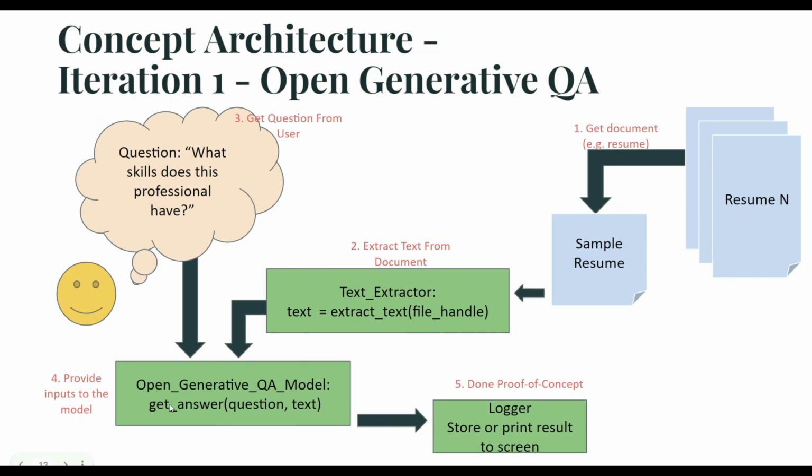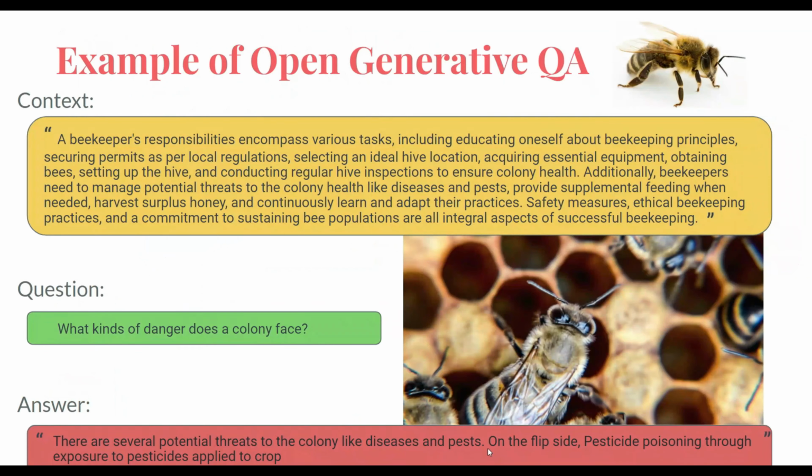Under the hood, inside of the get answer function, I have changed it so that it's using a sequence to sequence model. That's actually how we will be doing Open Generative QA. I'll get into the details later. And then from there, you get a response, and then you print that response out. So let's move on then.